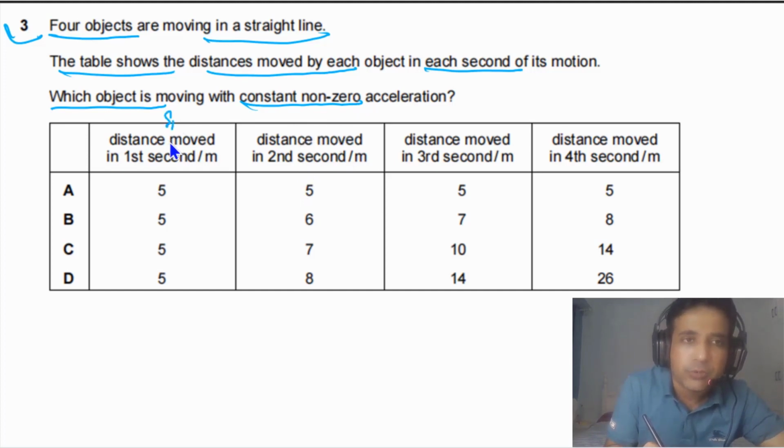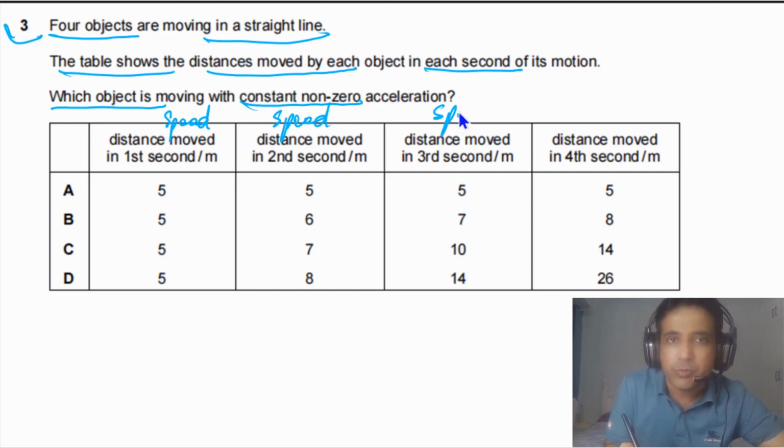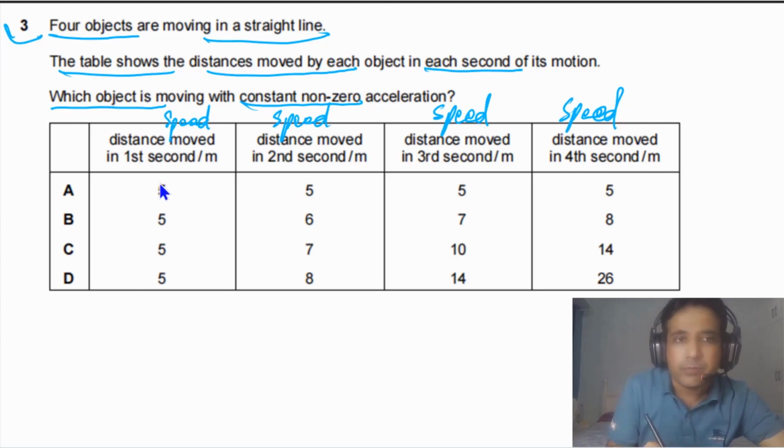So simply we can also label these are the speeds. You can write down these are speeds. Distance moved in 1 second means the speed. So this is also representing speed. Now if you look at the first one, speed is 5, then speed is 5. It means acceleration will be equal to 0.